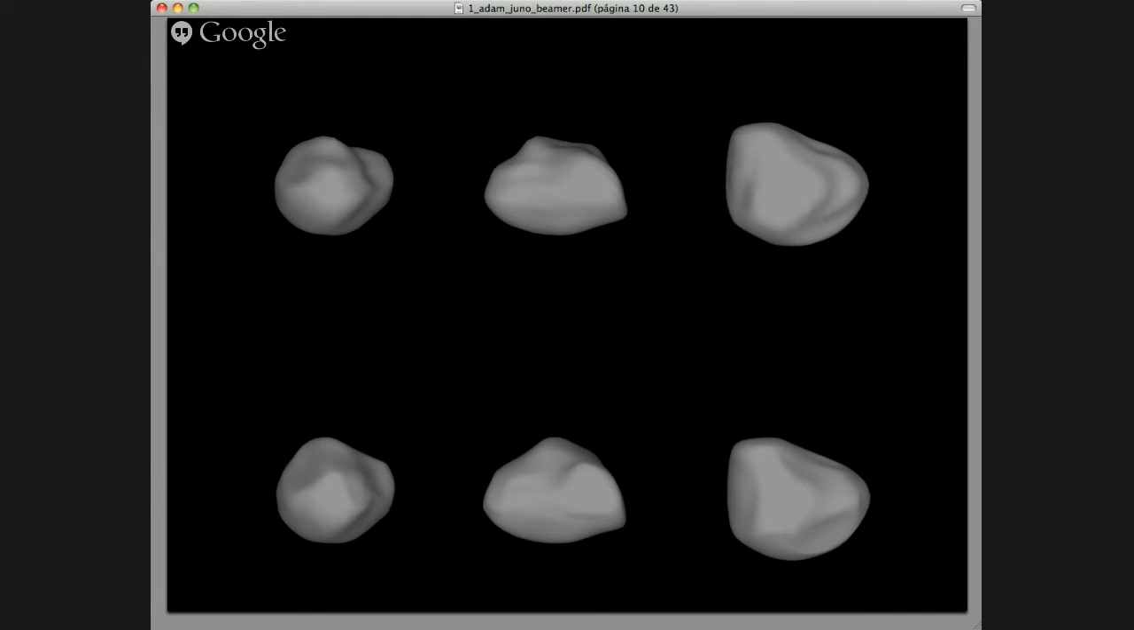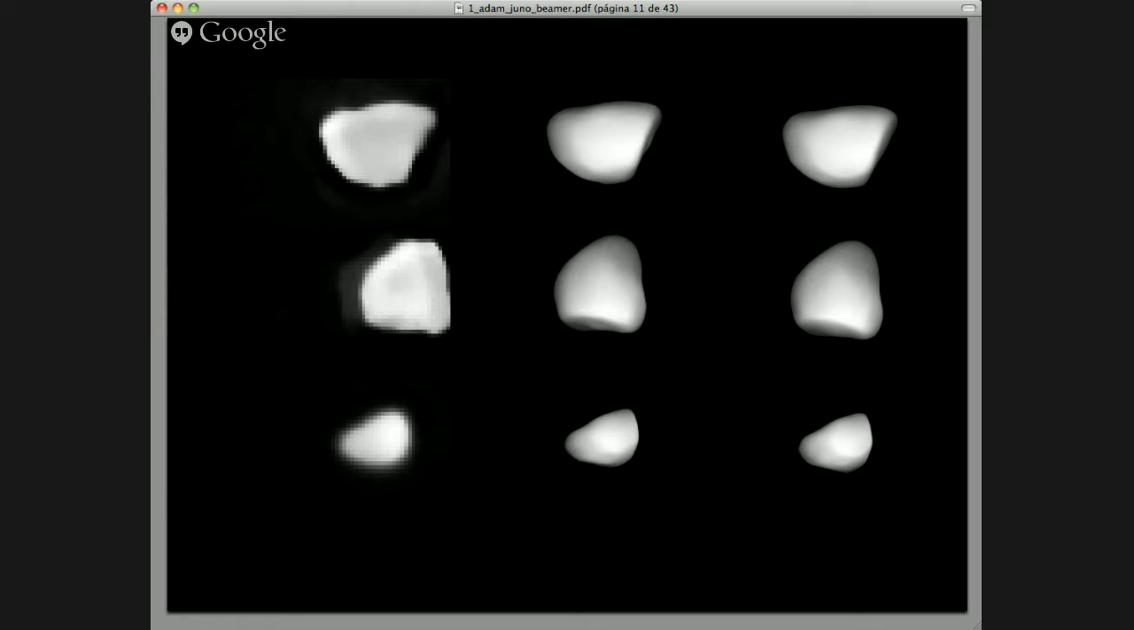So here are examples of the fits. Here we have adaptive optics images, and we have two corresponding model fits here. We see that even the non-convex features here are present in the model. And here also, and there are some non-convex features, and also here.